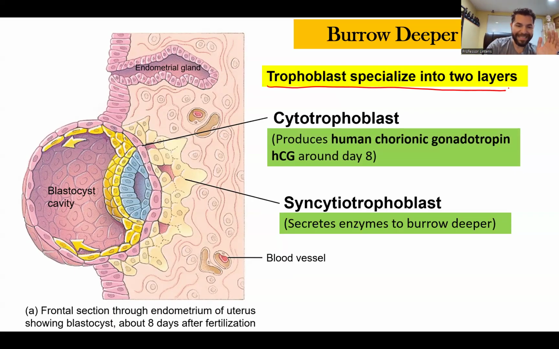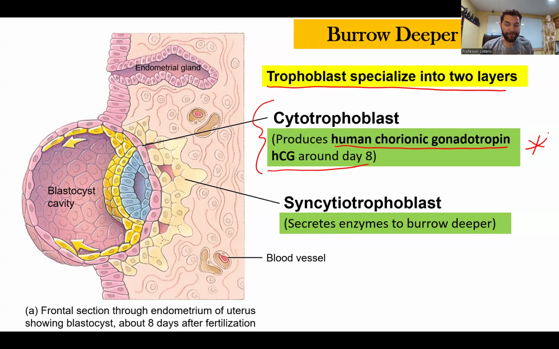So that trophoblast, that outermost layer, if you will, turns into this thing, right? A cytotrophoblast. And this is important. Not so much the name, of course, maybe I could ask you a question on it, but what's important is that these specialized cells produce HCG, human chorionic gonadotropin, usually around day 8.